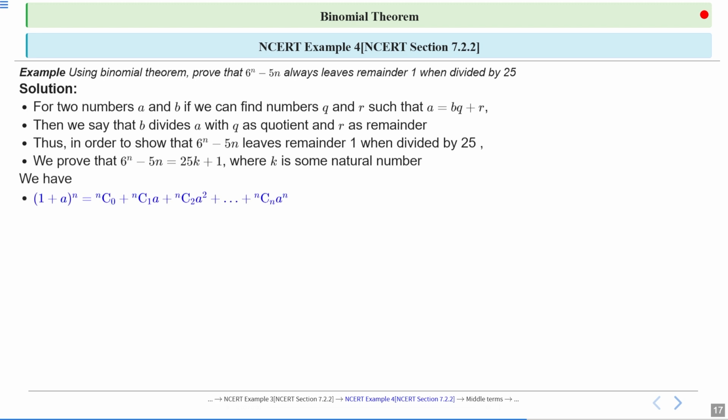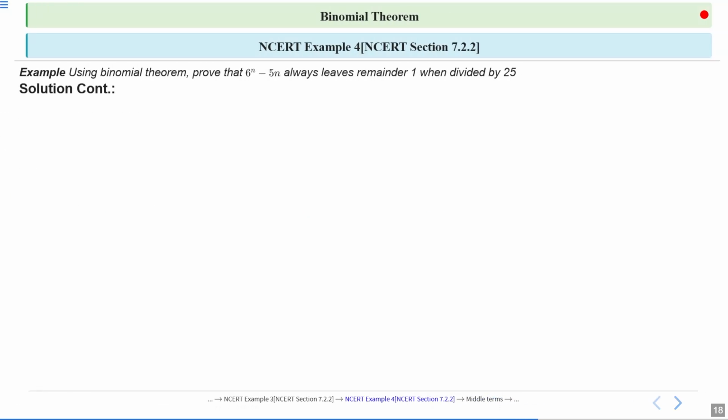The binomial theorem for the expansion (1 plus a) to the power n: (1 plus a) to the power n can be expressed as nC0 plus nC1 times a plus nC2 a square plus dot dot dot nCn a to the power n. Now we will prove that the expression 6 to the power n minus 5n always leaves a remainder of 1 when divided by 25. So for a equal to 5, we get (1 plus 5) to the power n equal to nC0 plus nC1 times 5 plus nC2 5 square plus dot dot dot nCn into 5 to the power n.